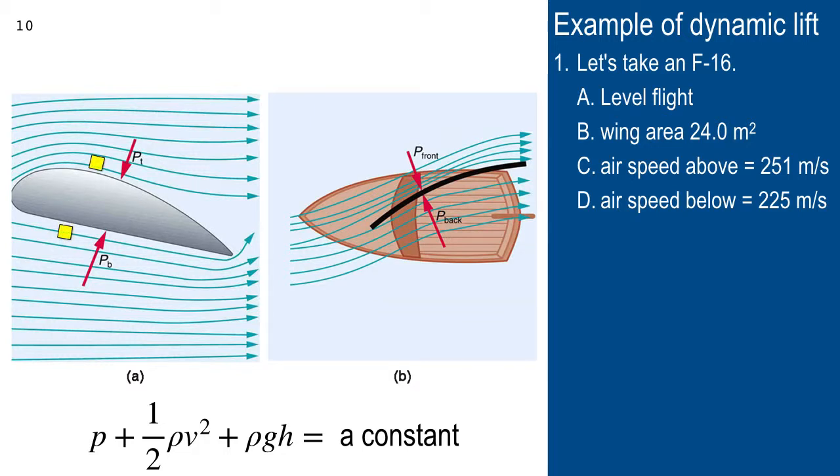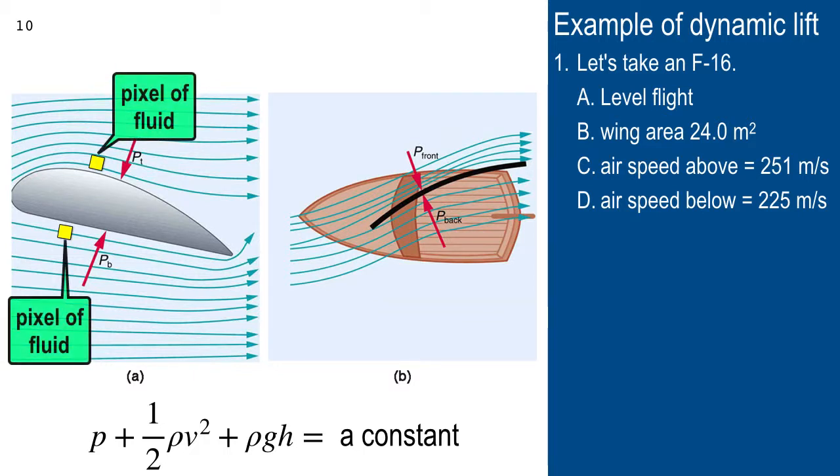Now, the way that you apply Bernoulli's equation is you take a pair of pixels, these two yellow ones up here, a little pixel of fluid, and you just follow it through its motion. At every step of its motion, you recompute P plus 1/2 rho v squared plus rho g h, or rho g y if you want. And that's going to be a constant all along that streamline.